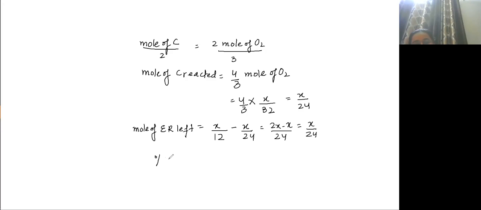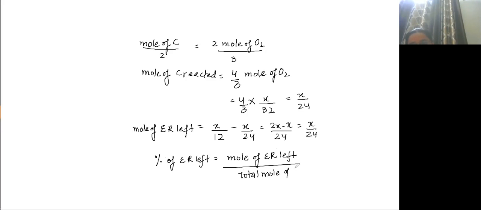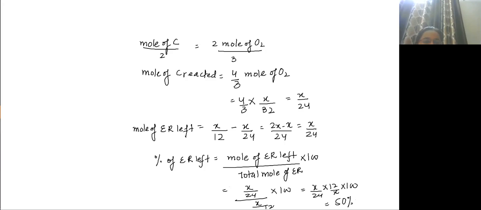Now percentage of ER left will be moles of ER left divided by total moles of ER into 100. So moles left is x by 24, total moles is x by 12, into 100. So this is x by 24 into 12 by x into 100. So this is equal to 50%.